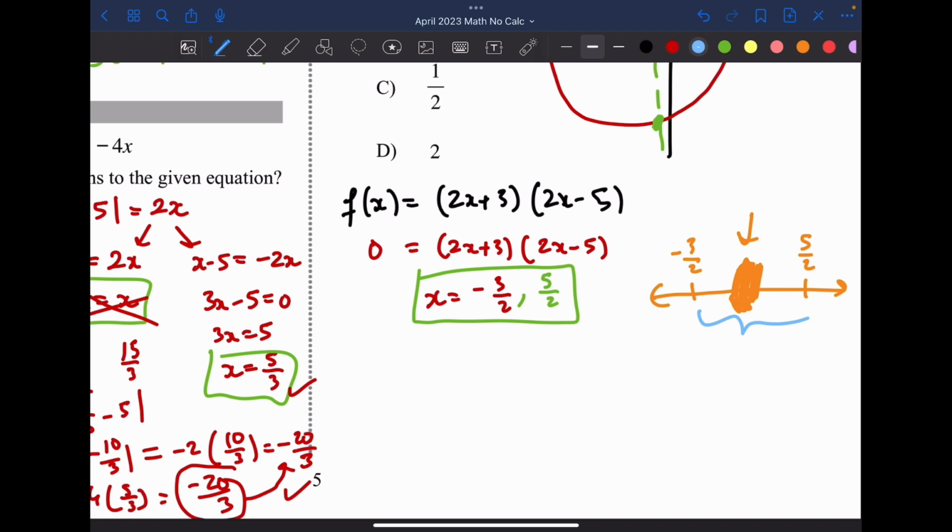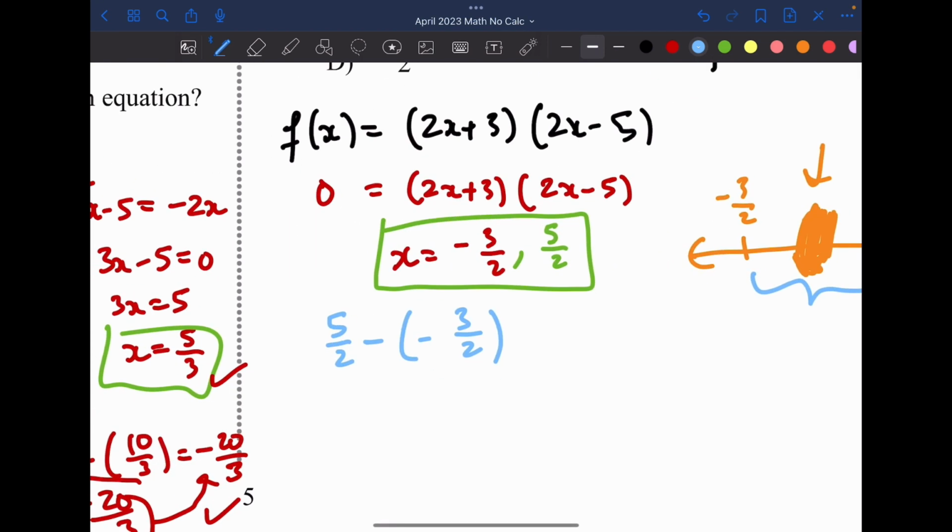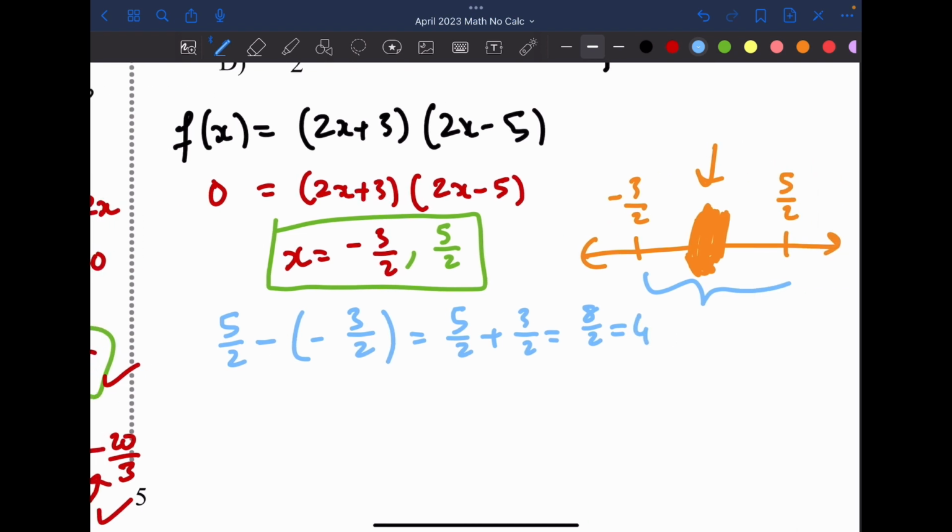So subtract both points. You would have 5 over 2 minus negative 3 over 2. Once again, what this does is that it tells you the distance between both points in general. Okay? After that, let's actually evaluate this. This would be the exact same as 5 over 2 plus 3 over 2, which is the exact same as 8 over 2, which is just 4. That means the distance here is 4. Okay, if you split it up in half, 4 divided by 2 is 2. That means the distance here is 2, and the distance here is 2.